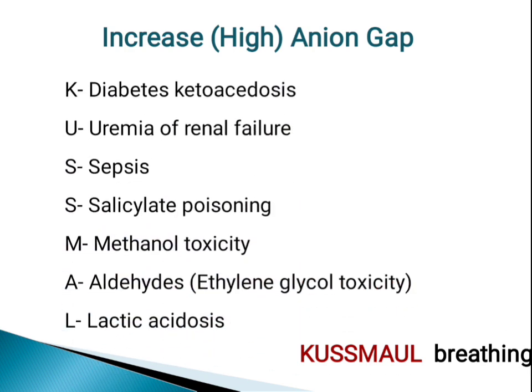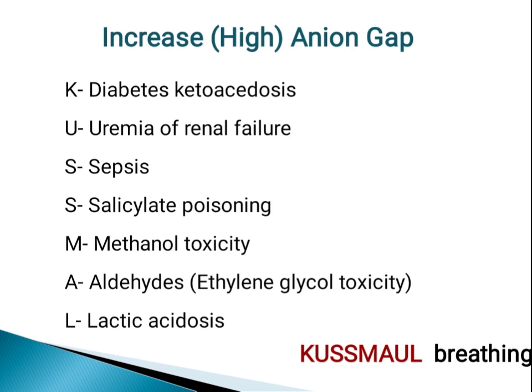Look at this. K for diabetic ketoacidosis, U for uremia of renal failure, S for sepsis, S for salicylate poisoning, M for methanol toxicity, A for aldehyde, that means ethylene glycol toxicity, and L for lactic acidosis. By this way, it will be easier for you to remember the causes of high anion gap.